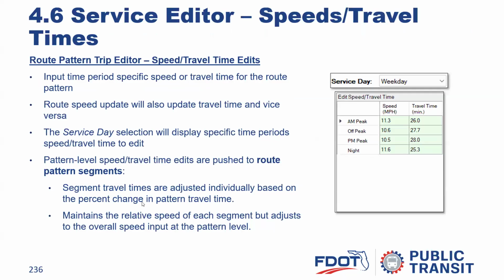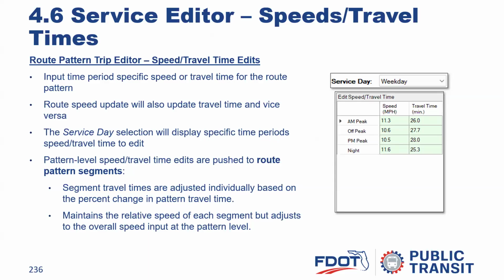Okay, and the other part of this is implementing a speed or travel time. So you would input a specific speed or travel time for the route pattern. The route speed update will also update travel time and vice versa. So if you have a speed that you want for the route pattern, then when you enter the speed, it will automatically calculate the travel time. The service day selection will display specific time periods, speed and travel time edit. So this is where we're coming back to our time periods and editing speed and travel time at the time period level.